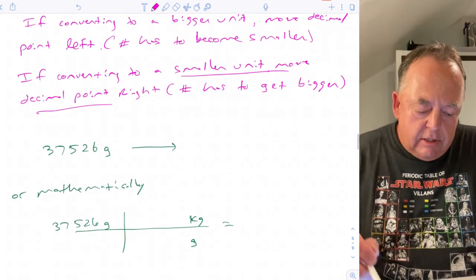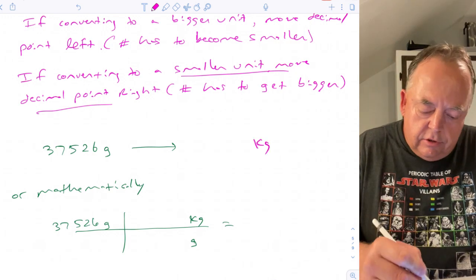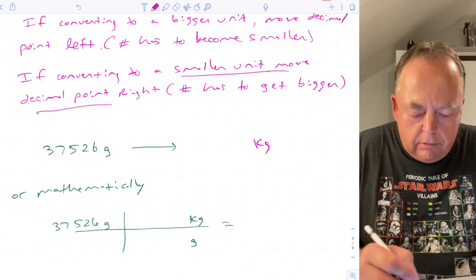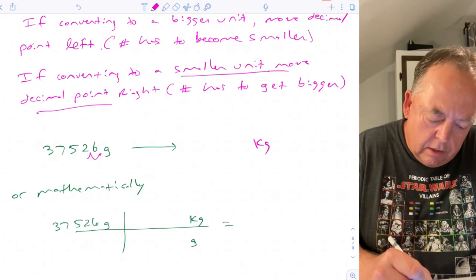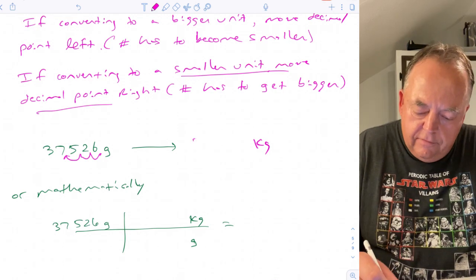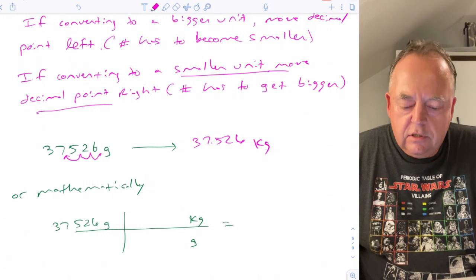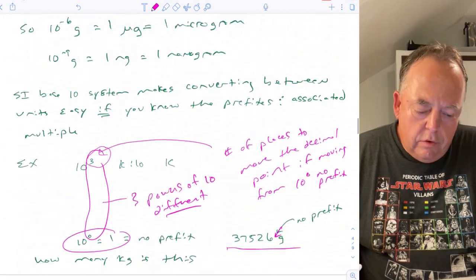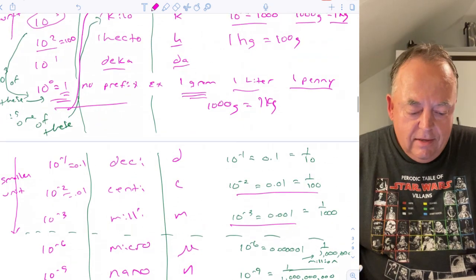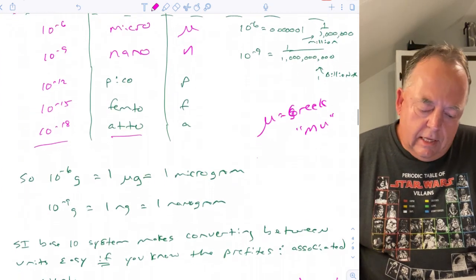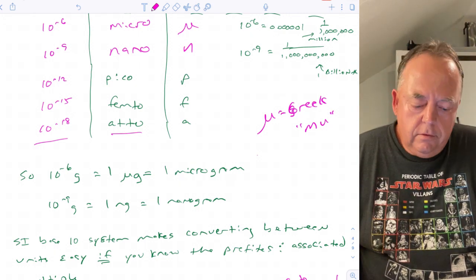Okay, so 37,526 grams, and we want to go to kilograms. There's no decimal point explicitly written, but it would be understood that it's there. So we want to move it simply 1, 2, 3 places to the left. So that would be 37.526 kilograms. Again, if you know the prefix, and you know kilo is 10 to the third, for example, then you know how many places to move the decimal point. So the conversion is trivial if you know that.